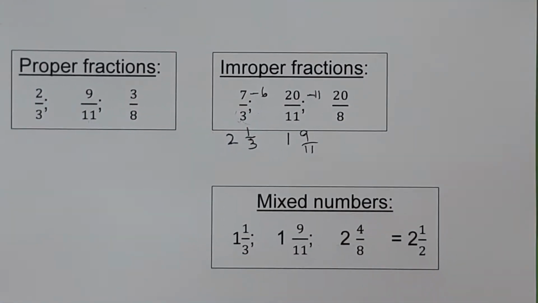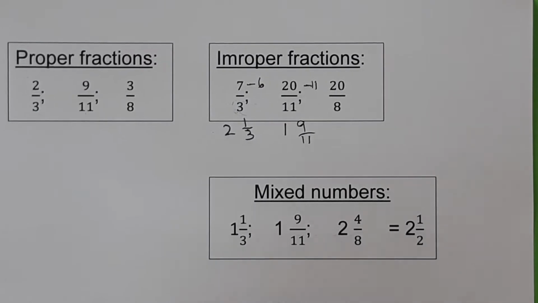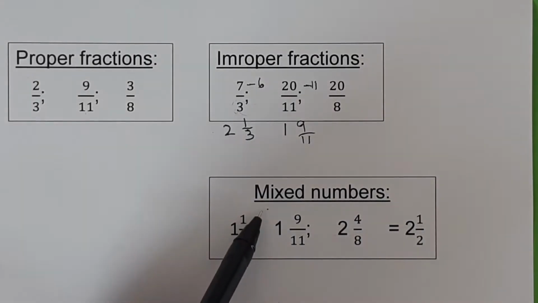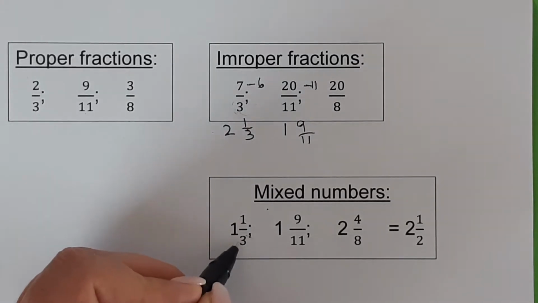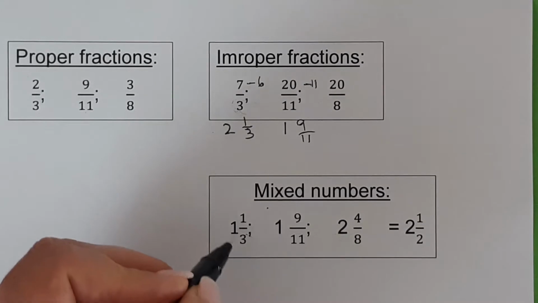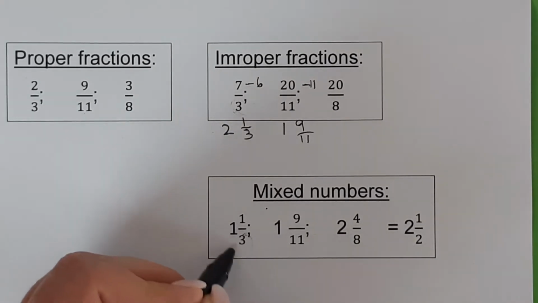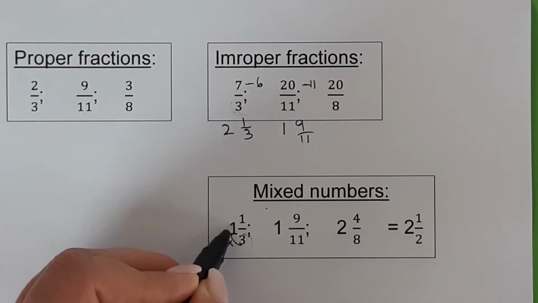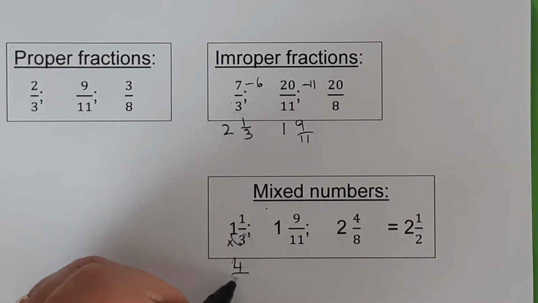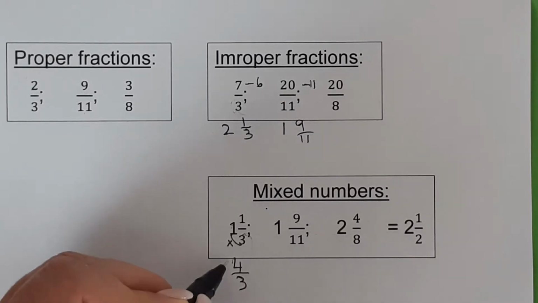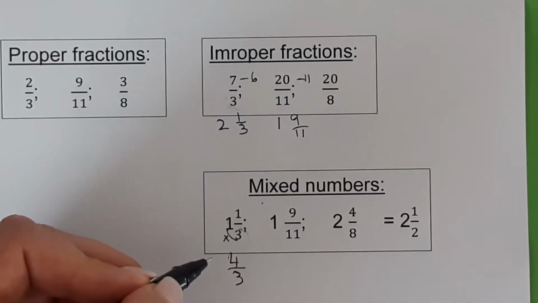To convert from a mixed number to an improper fraction is very important when you want to add, subtract, and multiply. 3/3 makes a whole one. So you have to times the 3 with the 1. So it's 3 times 1 is 3, plus 1, and that gives you 4/3. Then you're back to an improper fraction.